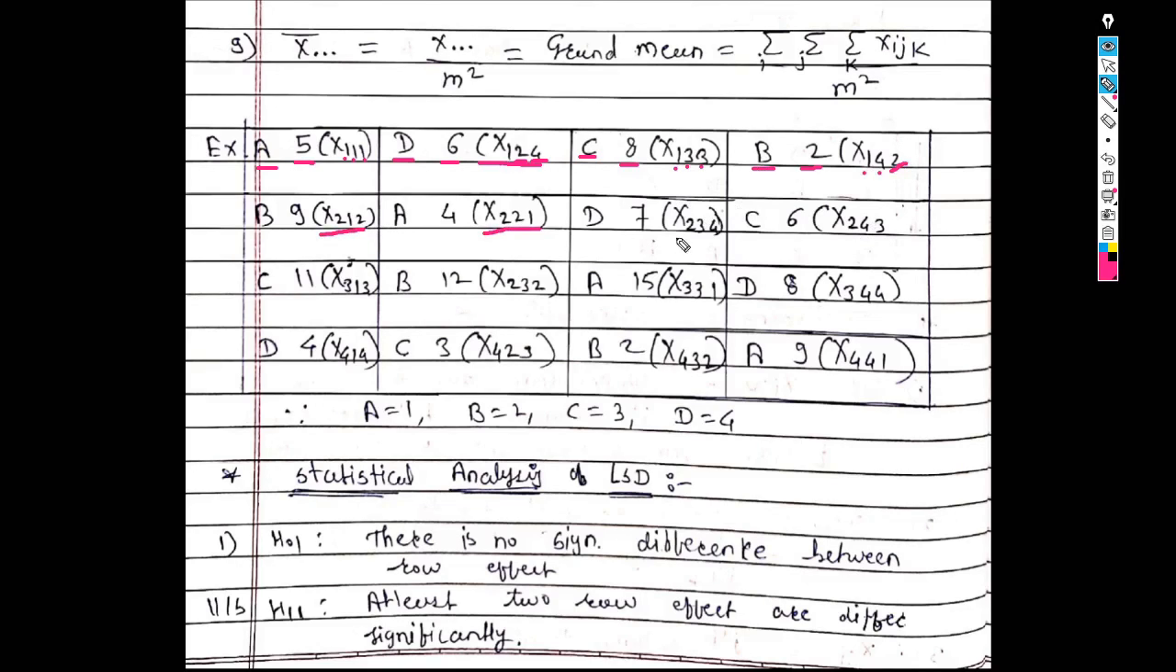Similarly, for this table we get observations x_212, x_221, x_234 and x_243. For the third row we get x_313, x_322, x_331 and x_344. For the fourth row we get x_414, x_423, x_432 and x_441. Here x_441 means our fourth row, fourth column, and the 1 is for our first treatment A. So here we denote treatment A as 1, treatment B as 2, C as 3 and D as 4.